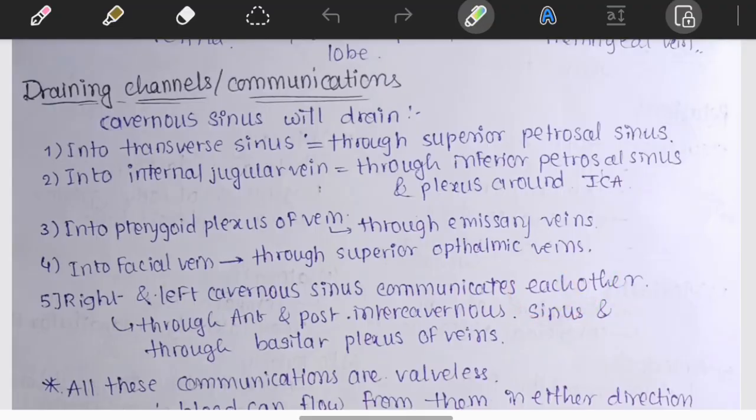Fifth one is the communication between the right and left cavernous sinuses, through the anterior intercavernous sinus, posterior intercavernous sinus, and basilar venous plexus. This means an infection starting on one side can easily spread to the opposite side. Here is one tip that students often forget: the basilar venous plexus. Don't miss it in the university exams.